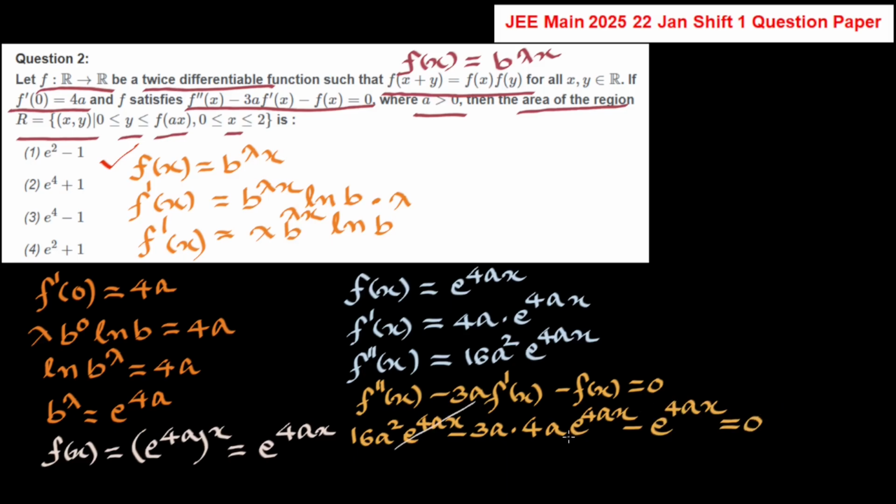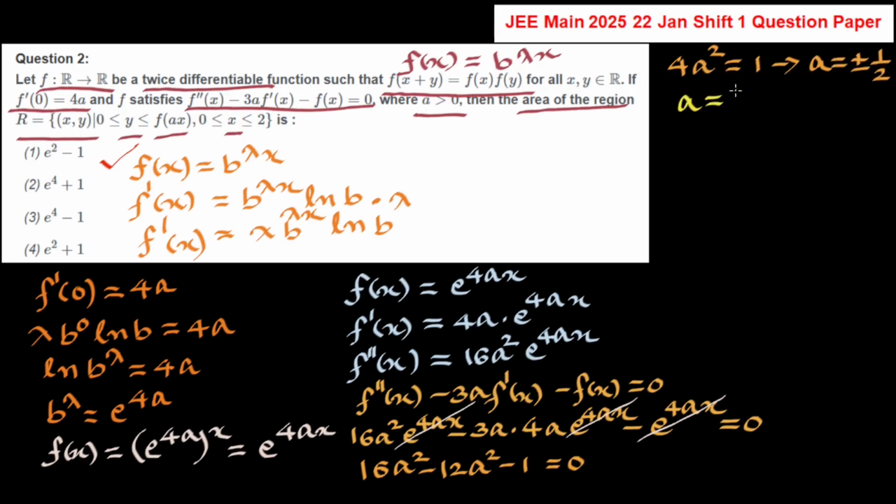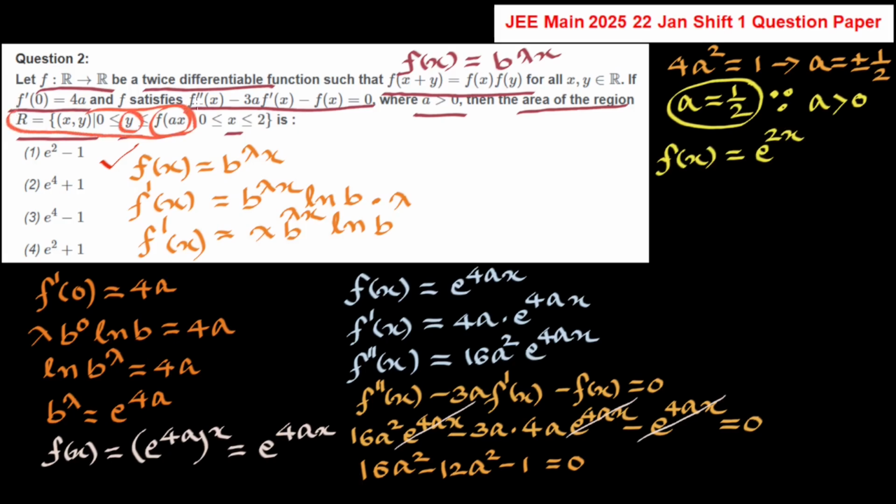Cancelling e^(4ax), 16a² − 12a² − 1 equals 0. 4a² equals 1 gives a equals plus or minus half, but we have to take a equals half only because a is given to be positive. Now with this value of a, f(x) becomes e^(2x). Now the region of which we have to find the area: y is f(ax), so f(ax) will be e^(2ax), but a is half, so this will be e^x.